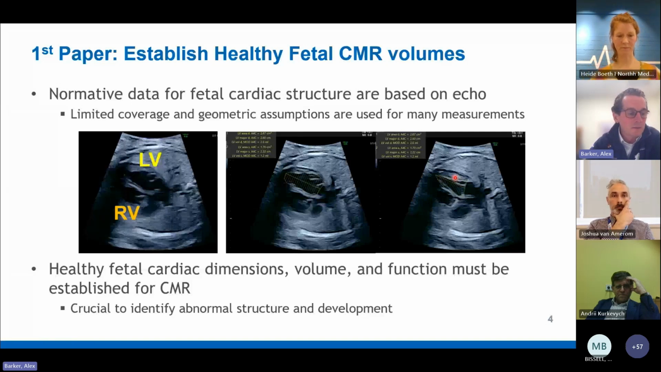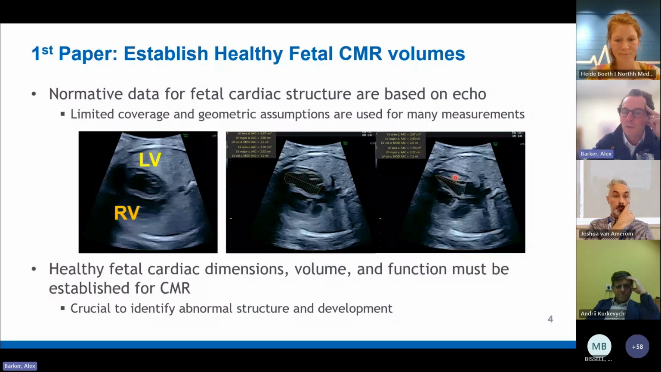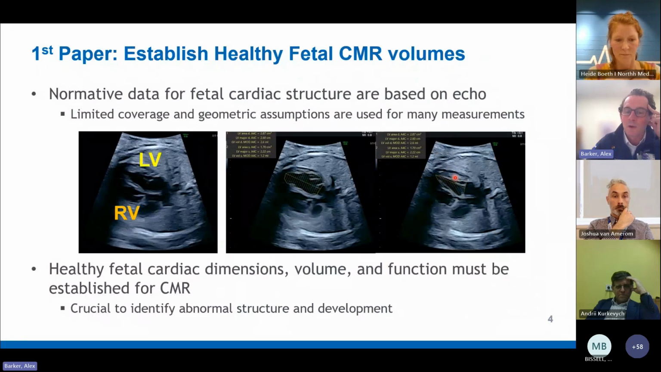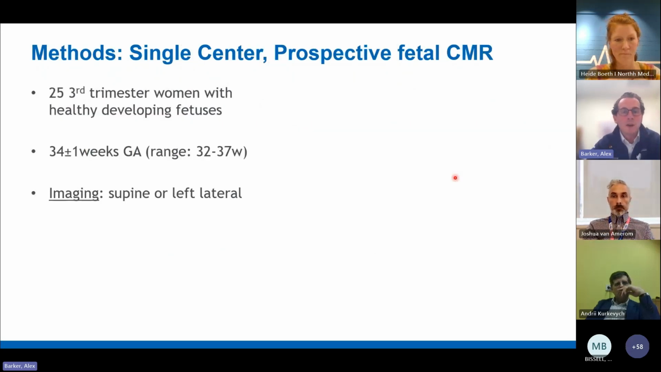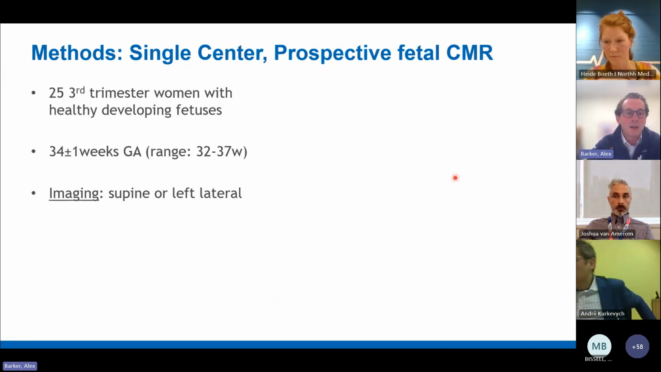So because of this, we really do need to establish what is normal using our modality, that is fetal CMR, because it's crucial to identify what is abnormal structure and development in these babies. So this study was a single center prospective study focused on a very tight gestational age of 34 weeks plus or minus a week. That was intentional. That's really our sweet spot.